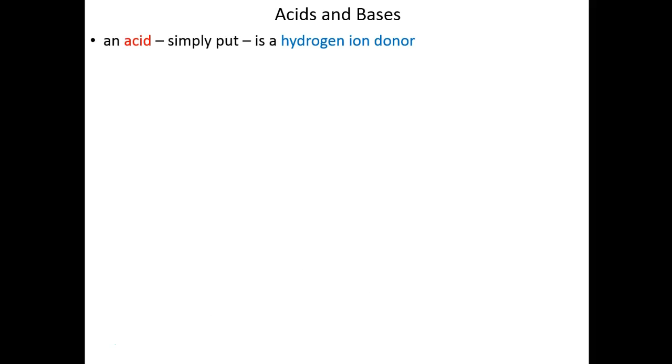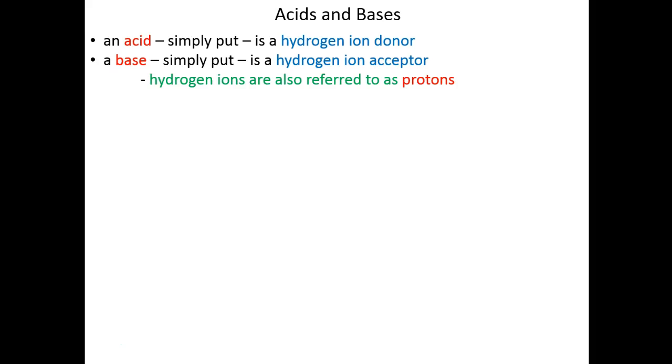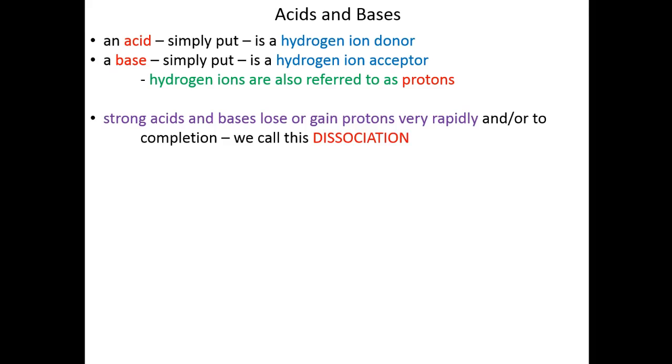So let's talk about acids and bases first in general before we tie water into it. An acid, in its most simple definition, is a hydrogen ion donor. That's what an acid is. It's anything that can give up a hydrogen ion to solution. A base, then, is the opposite. A base, simply put, is a hydrogen ion acceptor. Hydrogen ions are also referred to as protons, and I may flip between the two interchangeably. Just keep in mind that we always mean a hydrogen ion, a single hydrogen atom with a full positive charge.